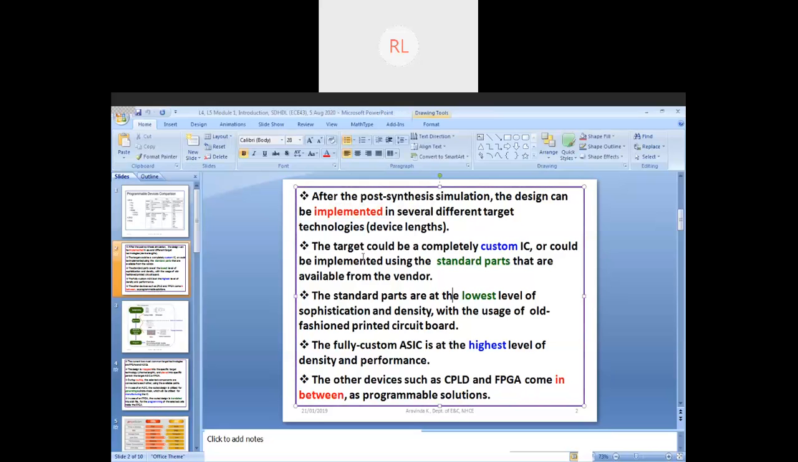So I have put up those explanations here, which is nothing but it can be implemented using standard parts that are available from the vendor. Sometimes this is also called OTC, over the counter, or off-the-shelf devices, which means which are available already. You can take them, or probably you can integrate them with other structures, with other hardware, and you can build it as a hybrid device.